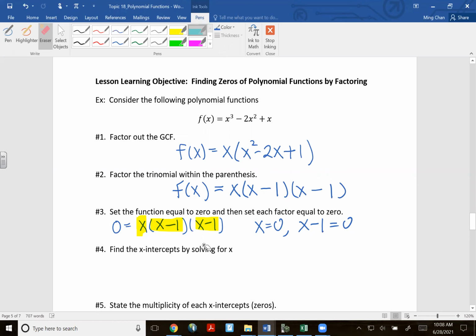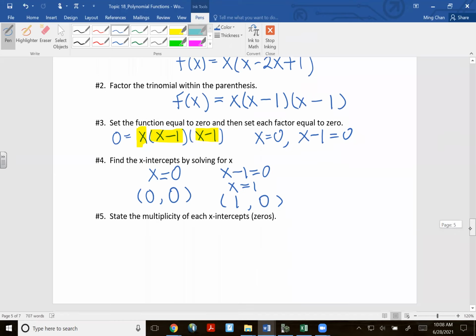All right, find the x-intercept by solving for x. Remember, one of my x is already equal to zero. The x-intercept means find x when y is zero. For the other factor, solve for x: move the negative one over. So the other x-intercept will be 1, 0. So I got two x-intercepts here.